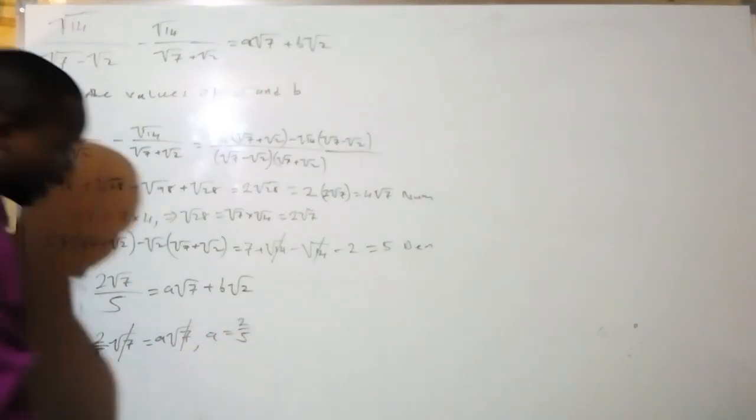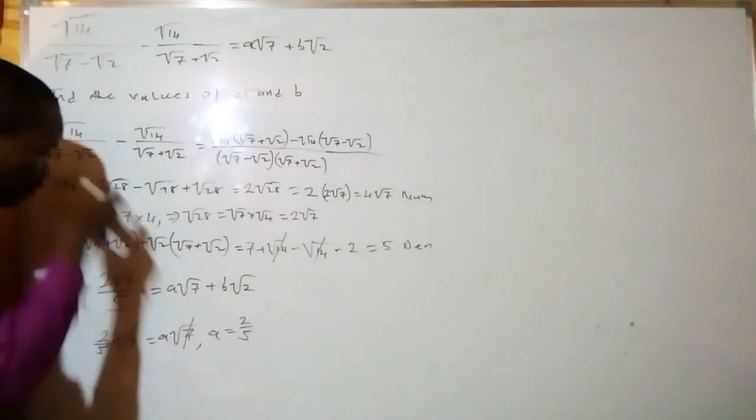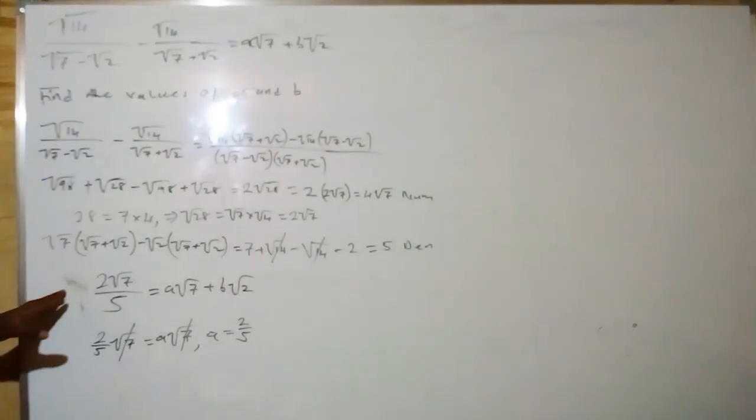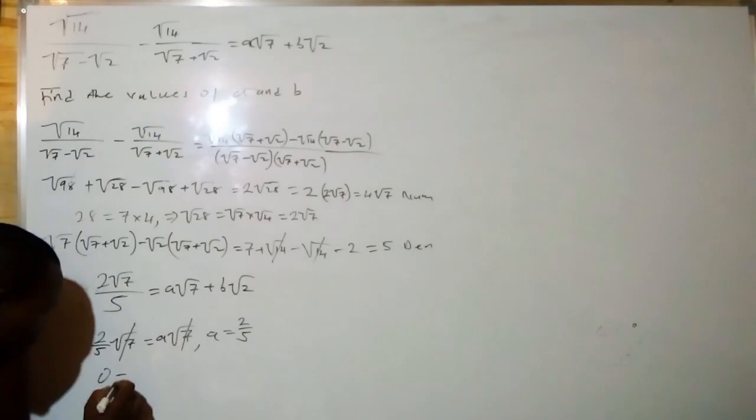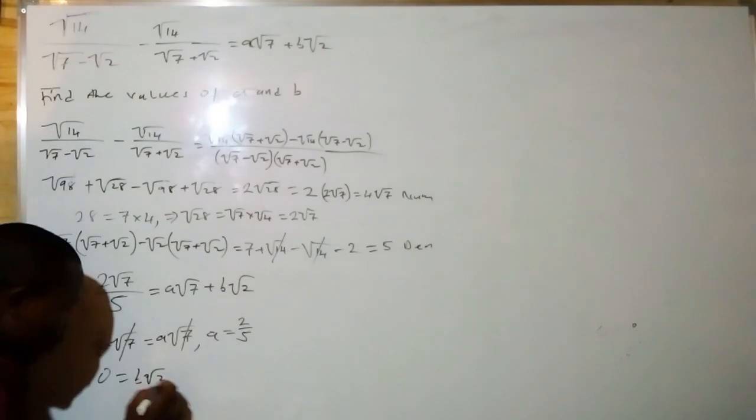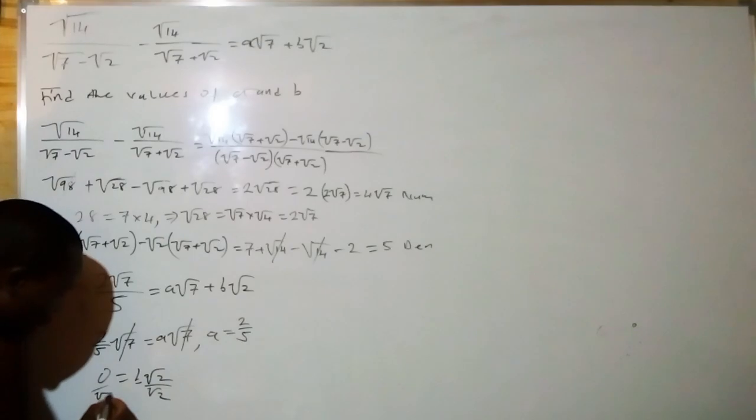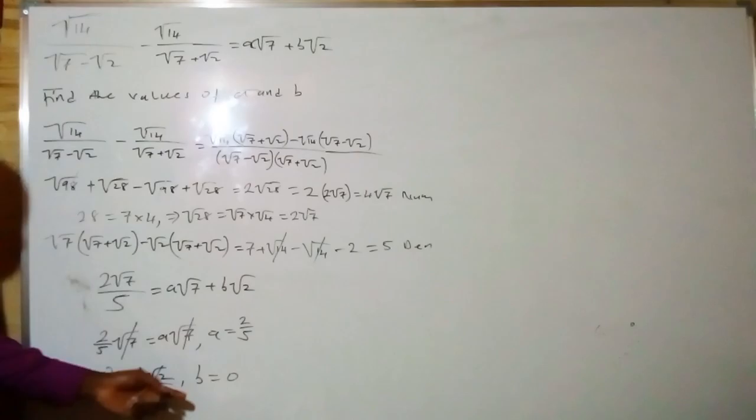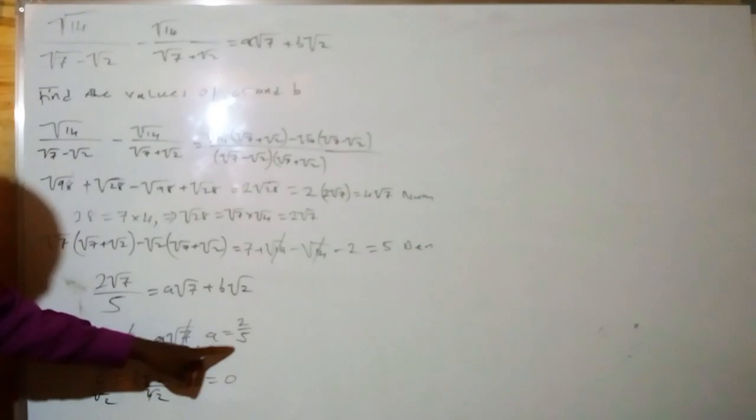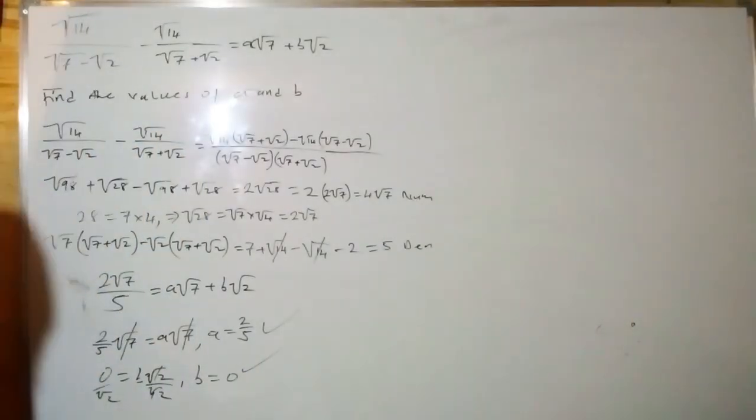Since we don't have root 2 on this side, it means you can equate B root 2 with 0, because we don't have root 2 on our left hand side. Say 0 is equal to B root 2. You divide by root 2, and our B is equal to 0. Our answers: A is 2 over 5 and B is 0. Those are the answers. That's how you're supposed to do that.